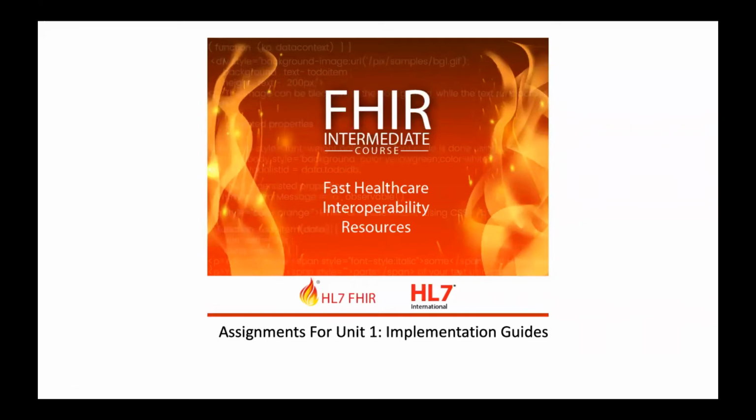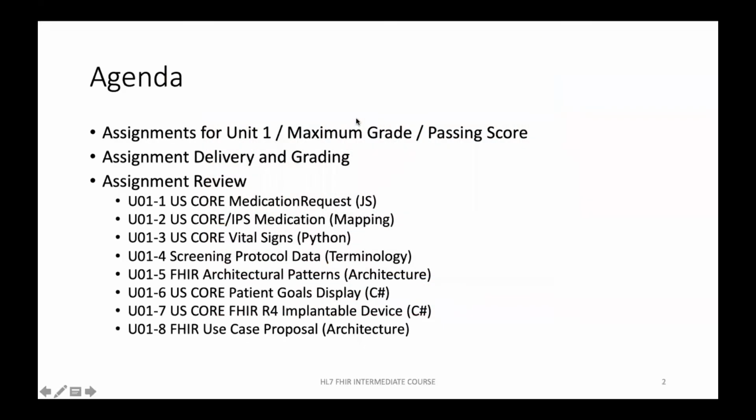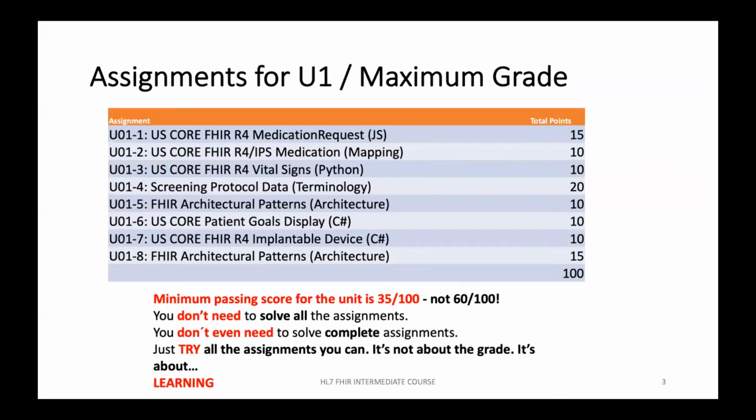Hello, and welcome to this session where we will review the assignments for Unit 1 of the Fire Intermediate course implementation guides. Our goal is to review the maximum grade for all the assignments, the passing score, how we want the delivery and grading of the assignments, and we will do a brief review of each assignment to see what they are about. So these are all the assignments, and this is the maximum quantity of points you will get by solving all the assignments.